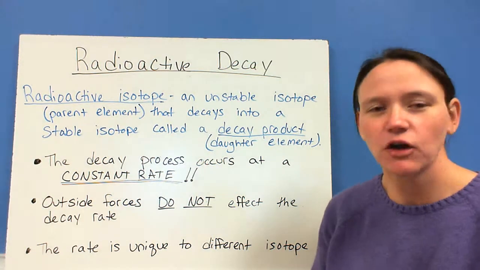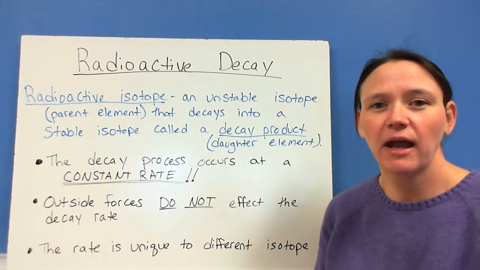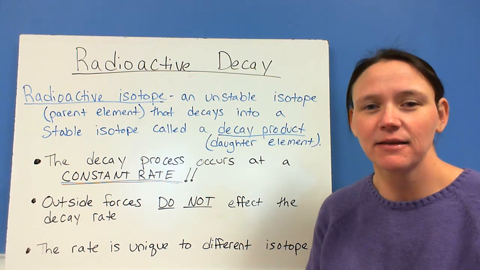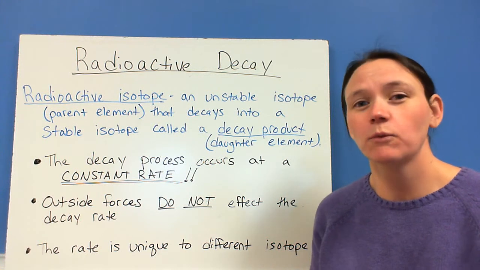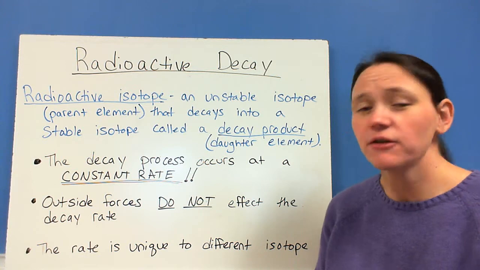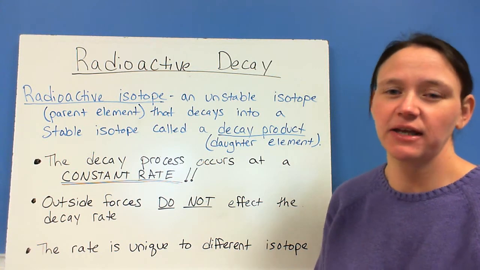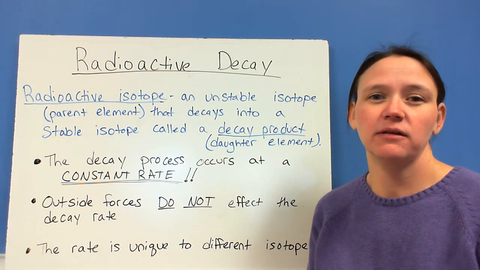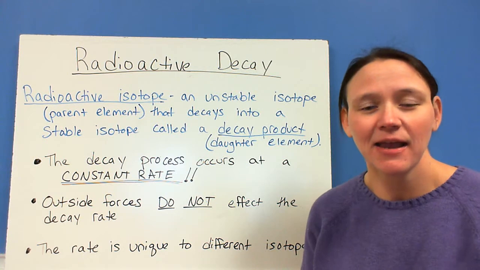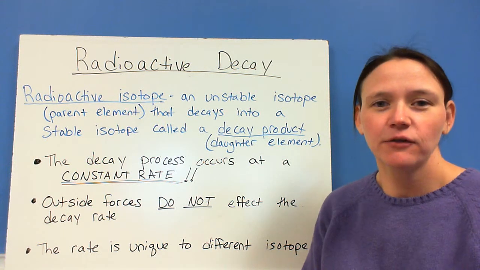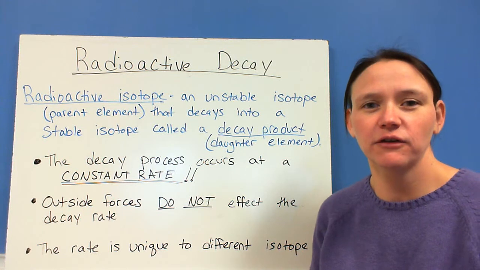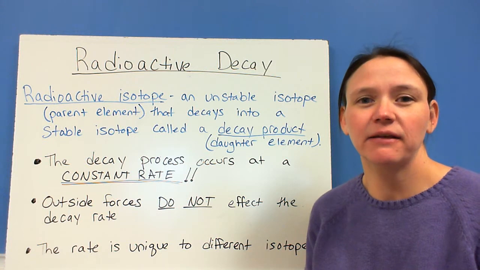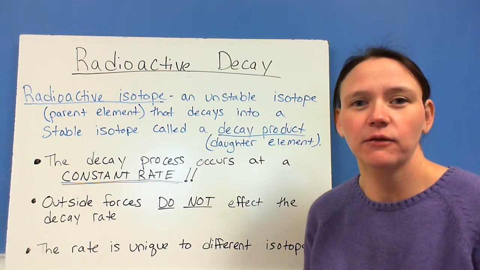The decay process occurs at a constant rate. So as these unstable isotopes are starting to decay, it's a constant process. So it's predictable, which is why we're able to use it. Another really important thing about radioactive decay is that outside forces don't influence it. So a rock could be weathered, it could be broken down into smaller pieces, and the decay rate is still the same. So you think about all of the things that the Earth goes through and all of the rocks on the surface go through, they're able to maintain that same decay rate and allow us to get an age for the rock.